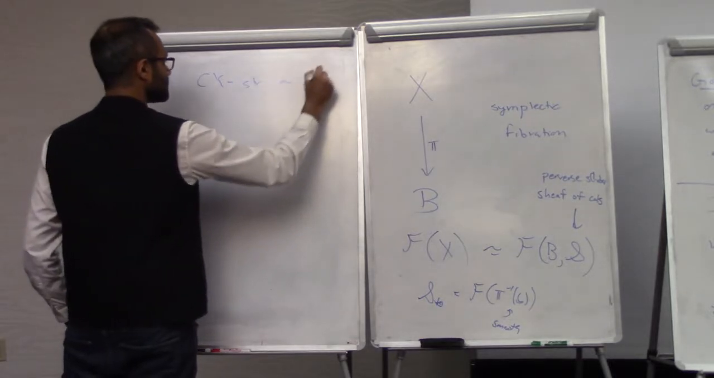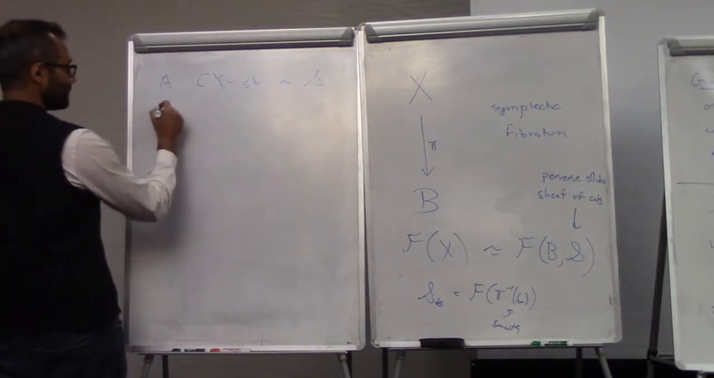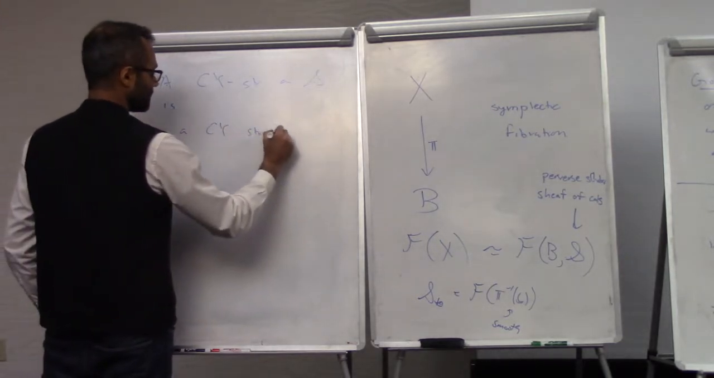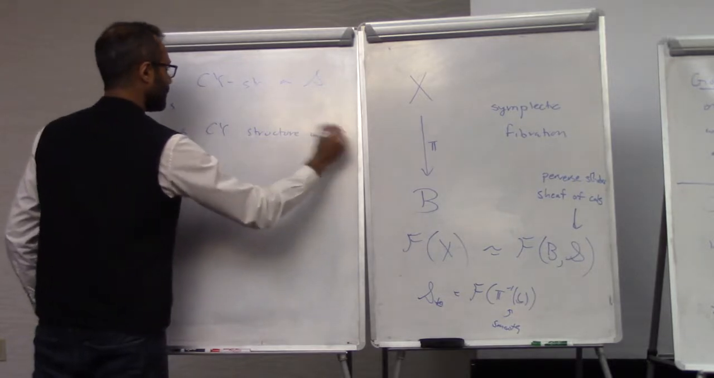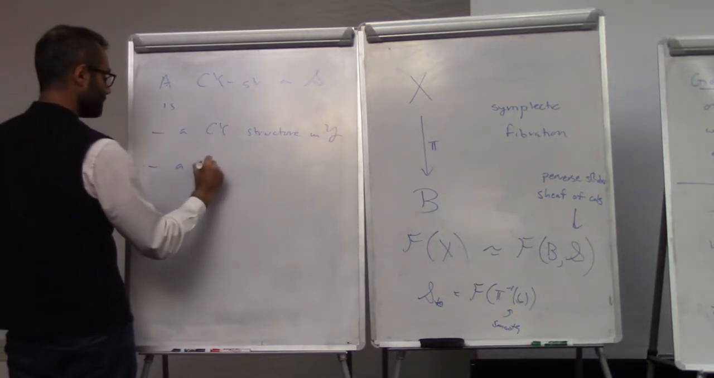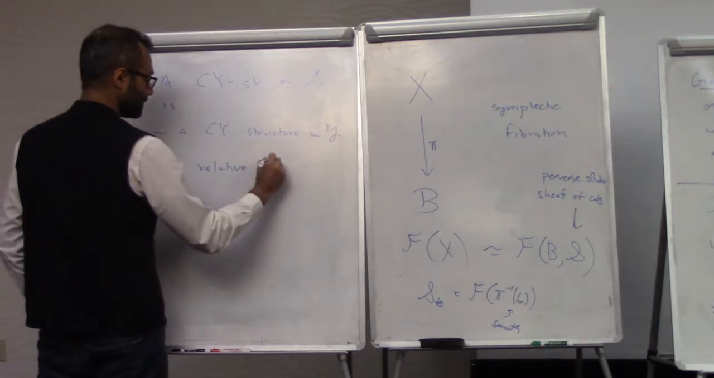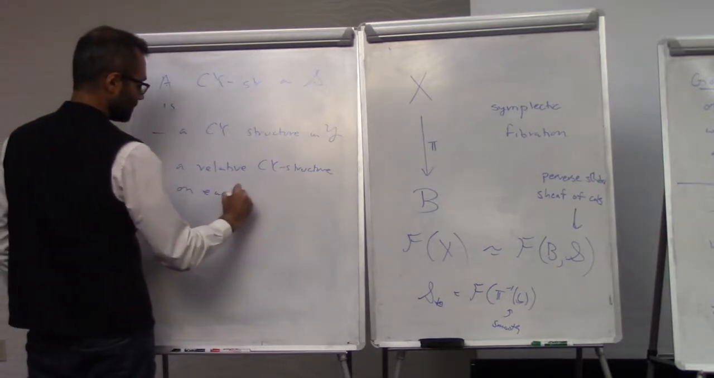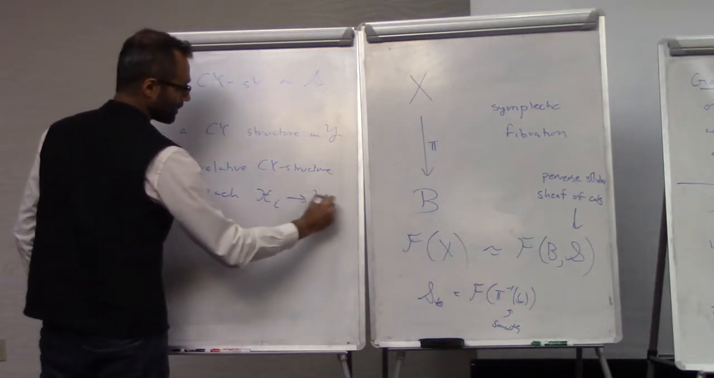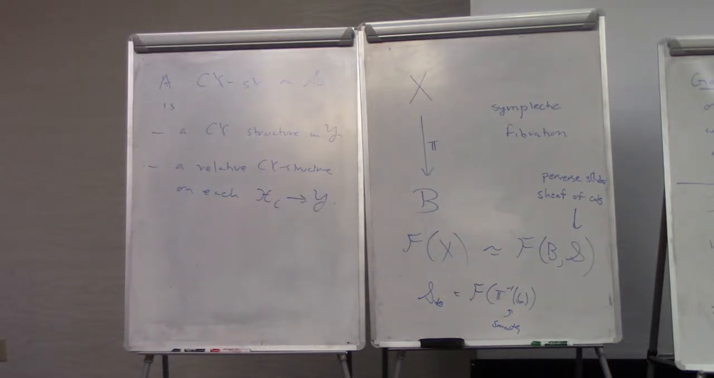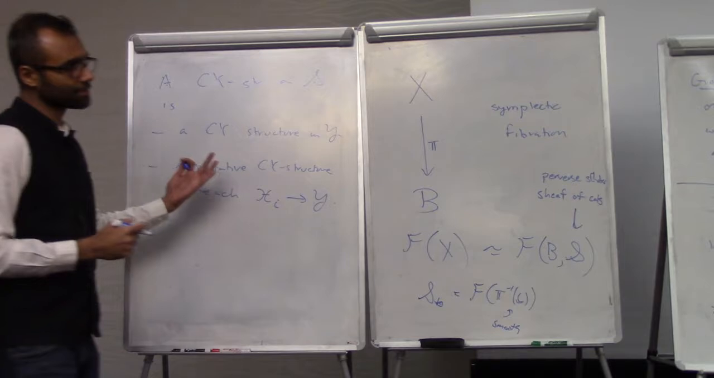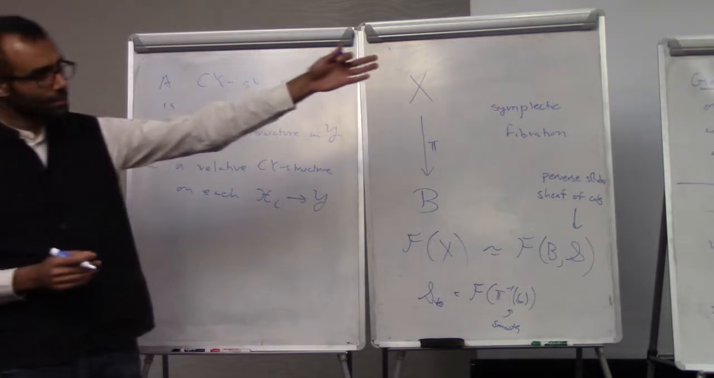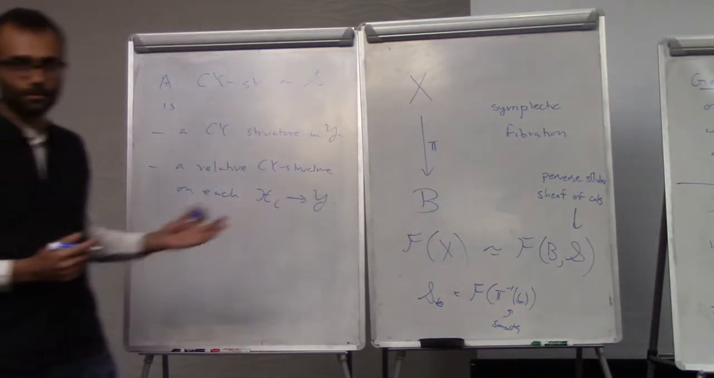So the Calabi-Yau structure on S will be a Calabi-Yau structure on Y, and a relative Calabi-Yau structure on each of the functors xi mapping to Y. So that would be the data, and I claim that if you have such data, which I have to define precisely, then on the global sections, which I defined by that formula, I will inherit a Calabi-Yau structure canonically.